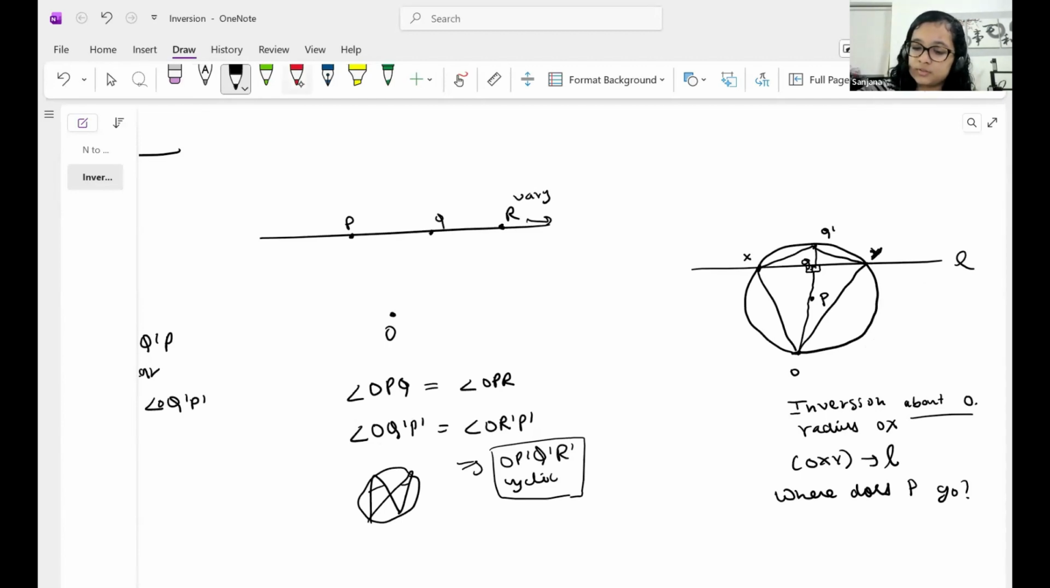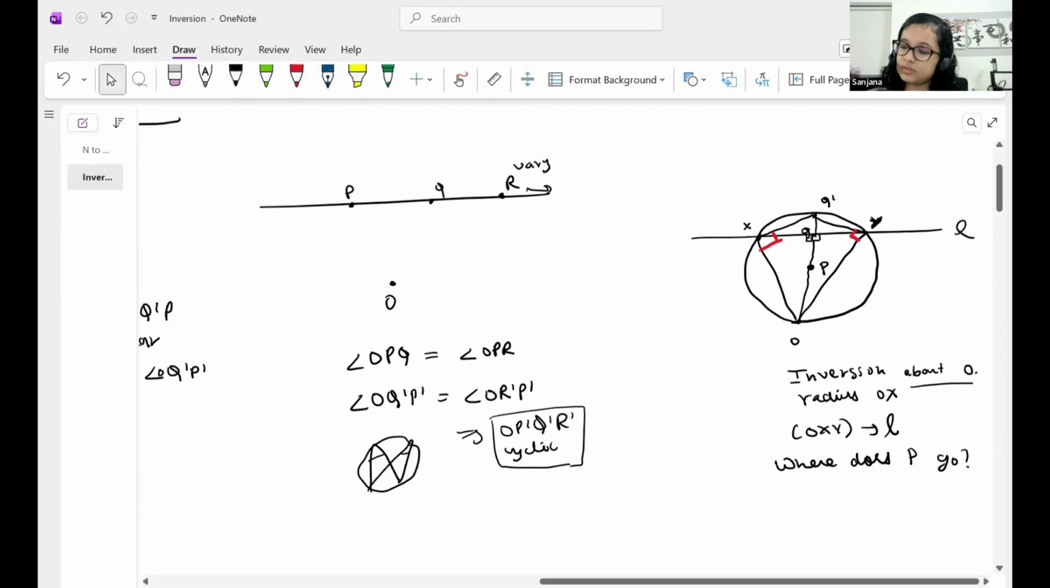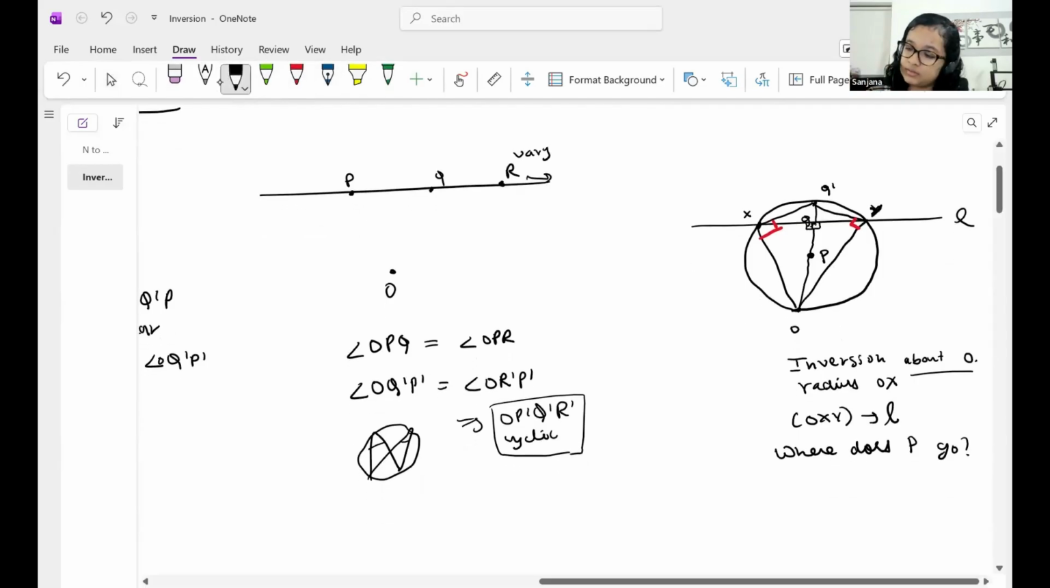We want to show that this is the inverse of Q. So we know that OX is equal to OY because both of them have to be the radius of inversion, since X and Y go to themselves. So since they are equal, that means the foot from O to XY must pass through the center, right, by symmetry. So it passes through the center P. And therefore, if you intersect it with the circle again, you get the antipode. So that means these two are 90 degrees.